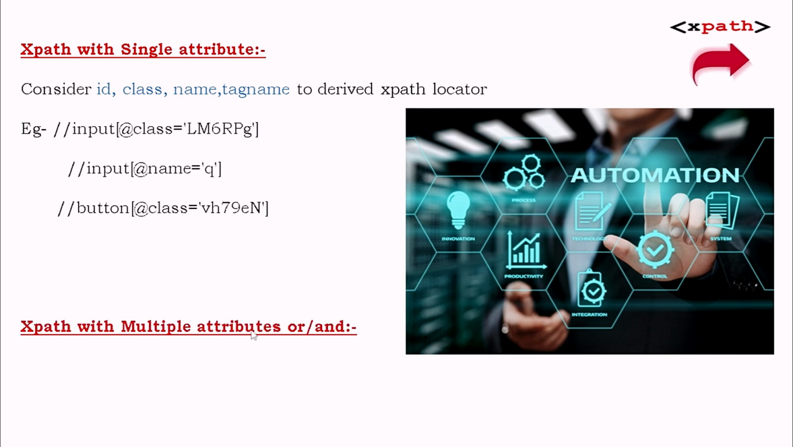Now the XPath with multiple attributes. If we want to club these two attributes, how can you write that?